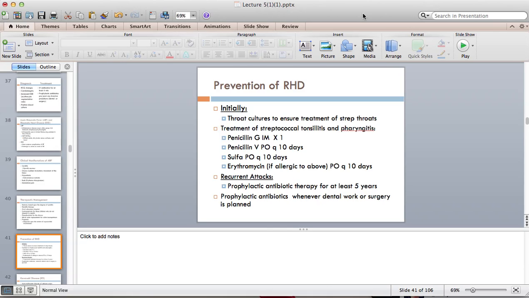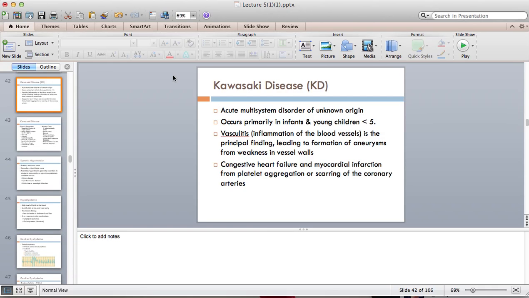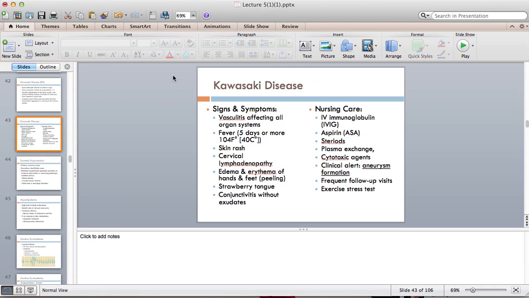Another common disease that you need to know will be Kawasaki disease. It affects multiple systems and occurs primarily in children less than 5. What you see is that there is inflammation of the blood vessels, putting them at risk for rupturing or aneurysms. Because of that inflammation, the blood vessels are so weak and can easily rupture.